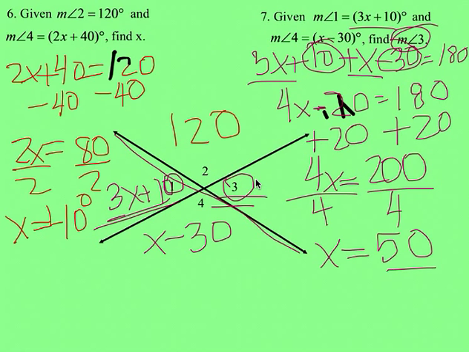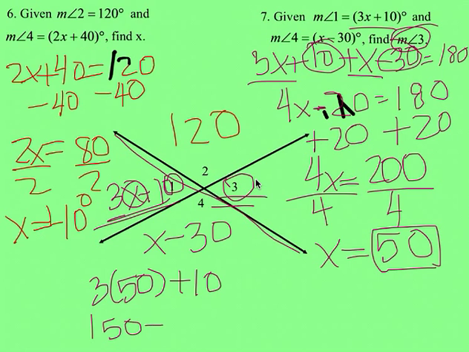So what I'm going to do is I'm going to take this x and I'm going to plug it in for x there. So I'm going to have 3 times 50 plus 10. Now, when I do that, I end up getting 150 plus 10. So this guy right here is going to be 160.